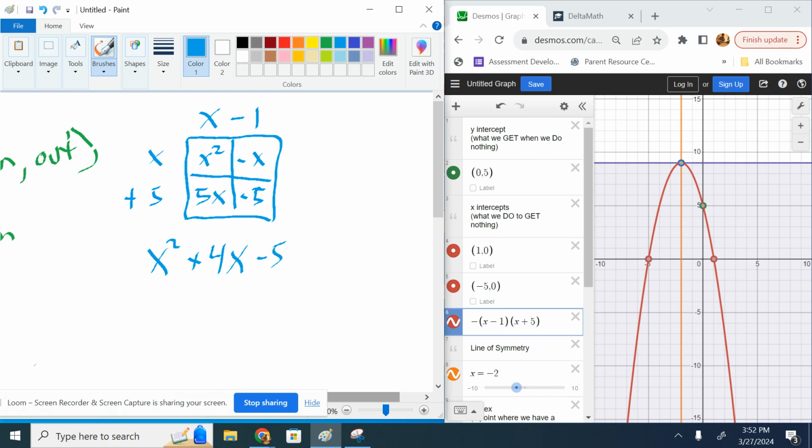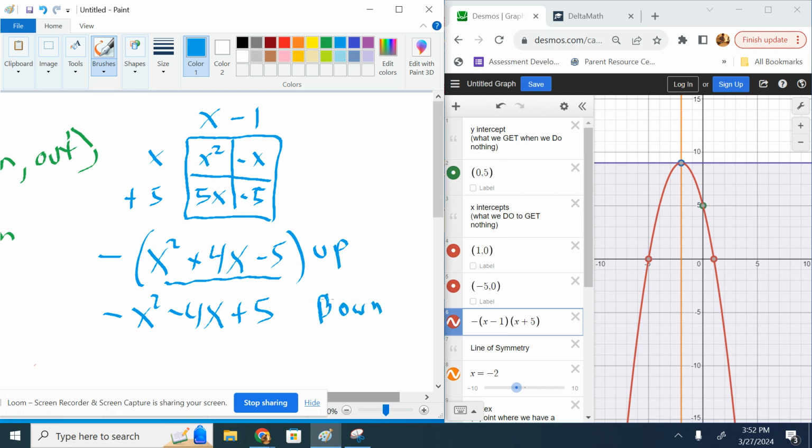Okay, the thing we cannot forget is the negative that we had in the very front. So all of this needs to be negative. We need to take the opposite of all of this. So we end up with -x squared minus 4x plus 5. Okay, that's because this one would be the graph of it opening up, and then this one makes it go down. Okay, without that negative, it's not facing down.